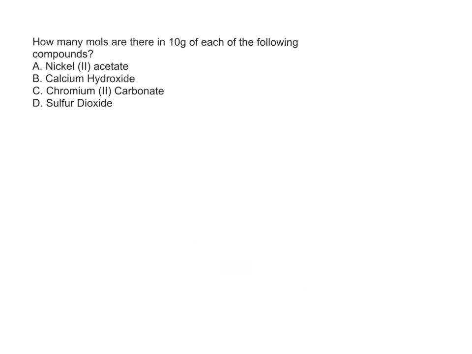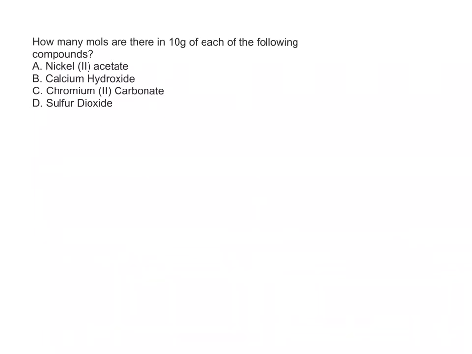The first step in solving this problem is going to be figuring out the chemical formulas for each of the compounds that they have listed. Because if we don't know the chemical formula, then we can't ascertain the molar mass of each one, which we need to convert from grams to moles. So we're going to start with the first one, nickel 2 acetate.